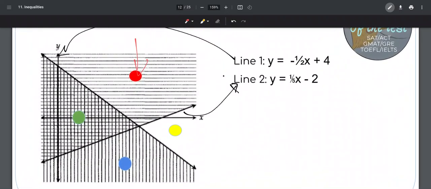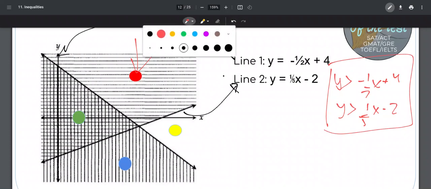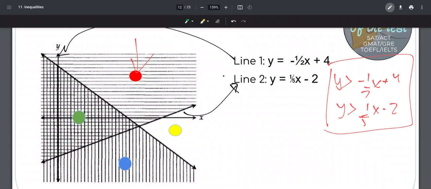Now, the region in red is above line 1, and it's also above line 2, which means in both cases we're doing a greater than, right? So my region in red is going to be y is greater than negative 1 half x plus 4, and y is greater than 1/5 x minus 2. This is my system for the region in red. So what I want you to do now is pause the video and find the system for the green dot, the blue dot, and the yellow dot. Copy them in your notebook, and we're going to check.